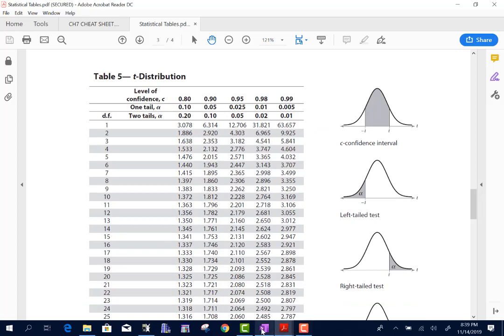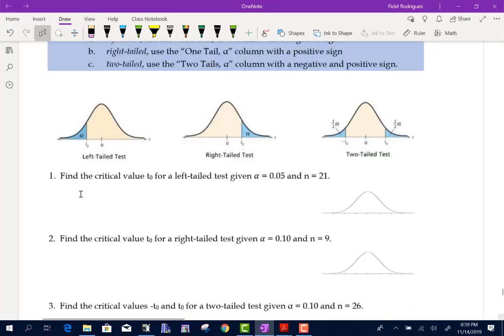All right. So two ways we can do this problem. Look what it says for the first problem, guys. It says, find the critical value t0 for a left tail test given that alpha is 0.05 and n is equal to 21. Okay. So left tail test. I'm looking for a value that we're going to call t0. It tells me that my alpha is 0.05 and n is 21, okay?